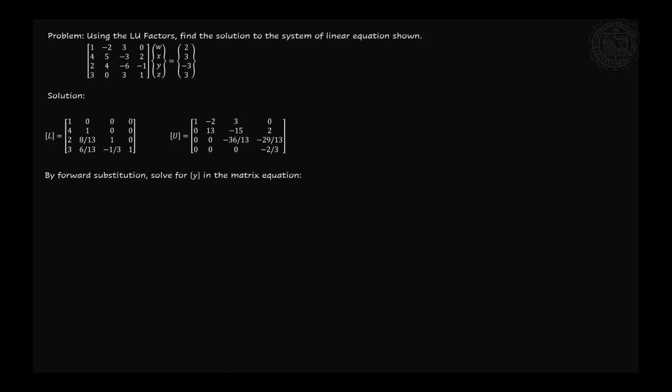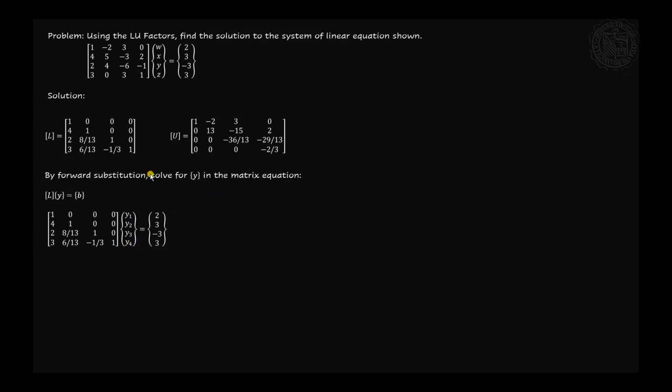So the first thing that we have to do is employ forward substitution to solve for vector y in the matrix equation L times y is equal to b. Okay, so that's the first step. So L is known. This is obtained from either Doolittle or Crout's method. And then by forward substitution, let's solve for y1, y2, y3, and y4.